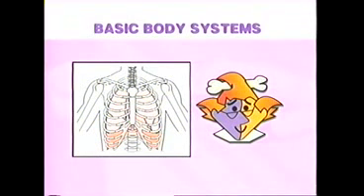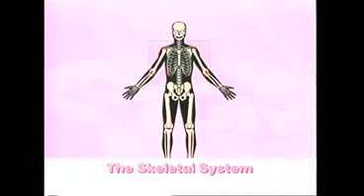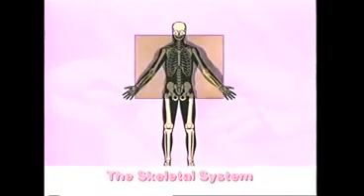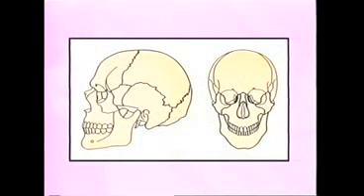Now, let's take a closer look at each of these 8 basic body systems. The 206-bone skeletal system, which is made up of bones, is the foundation for the whole body. The study of bones is called osteology. Bones give the body shape and strength, protect internal organs, provide a frame for muscles, and allow body movement.